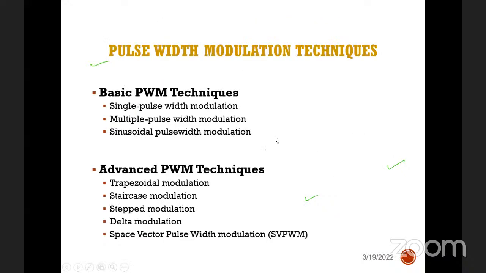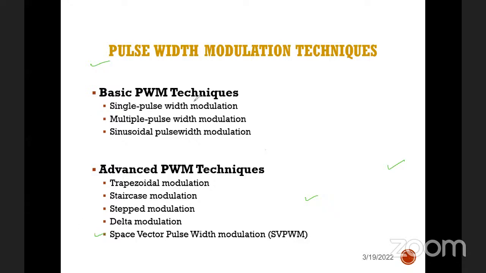What are the various pulse width modulation techniques? First, the basic pulse width modulation techniques: single pulse width modulation, multiple pulse width modulation, and sinusoidal pulse width modulation. After that, the advanced PWM techniques: trapezoidal modulation, staircase modulation, stepped modulation, delta modulation, and finally space vector pulse width modulation. With space vector pulse width modulation, we achieve a very, very low THD.